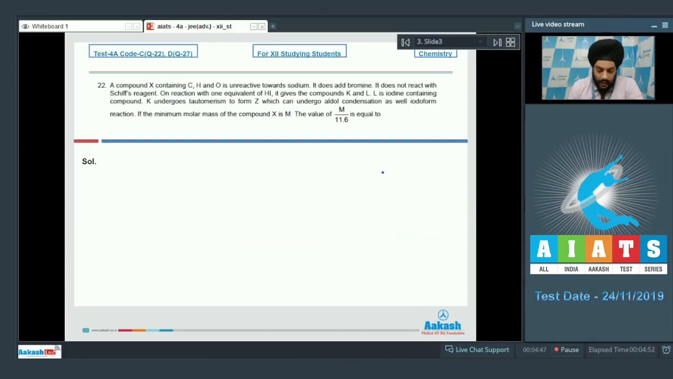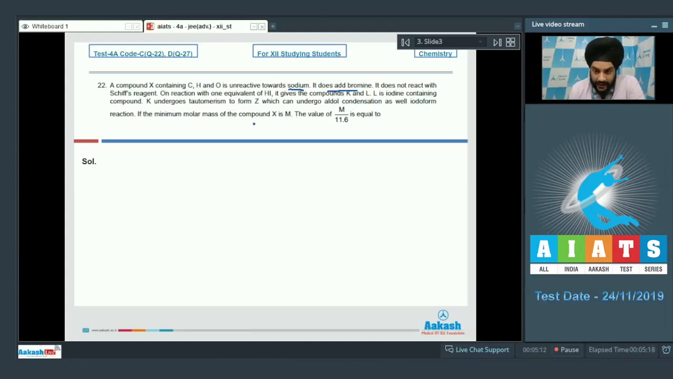Question number 22. A compound X containing C, H, N, O is unreactive towards sodium. It does add bromine. It does not react with the Schiff's reagent. On reaction with one equivalent of HI, it gives the compounds K and L. L is an iodine containing compound. K undergoes tautomerism to form Z, which can undergo aldol condensation as well as iodoform reaction.